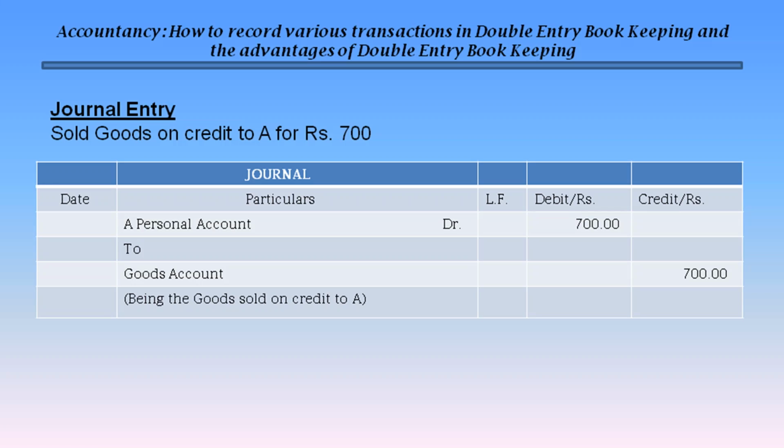A's personal account debit 600 to goods account credit 600, being the goods sold on credit to A.